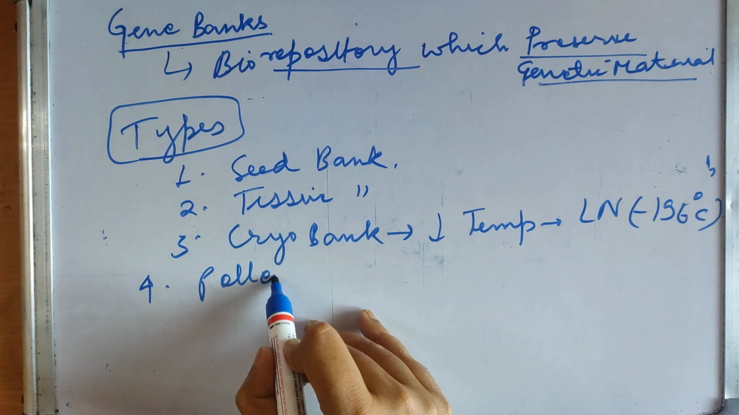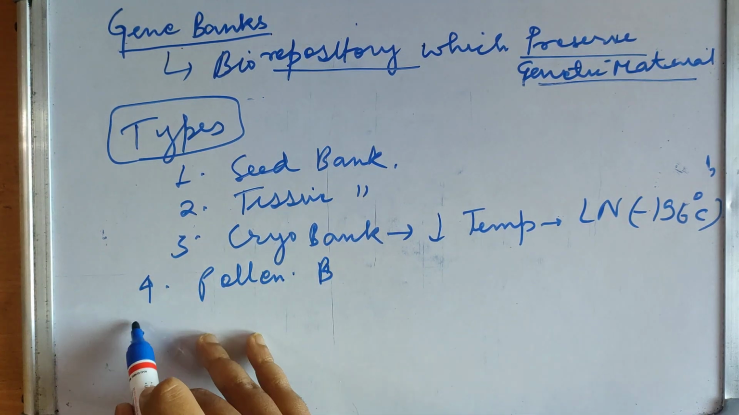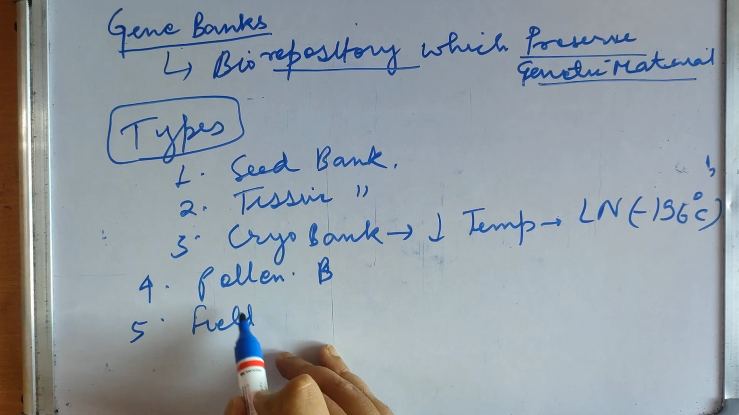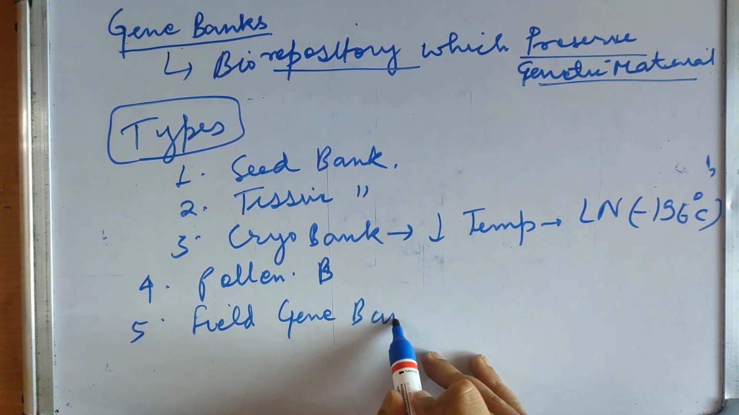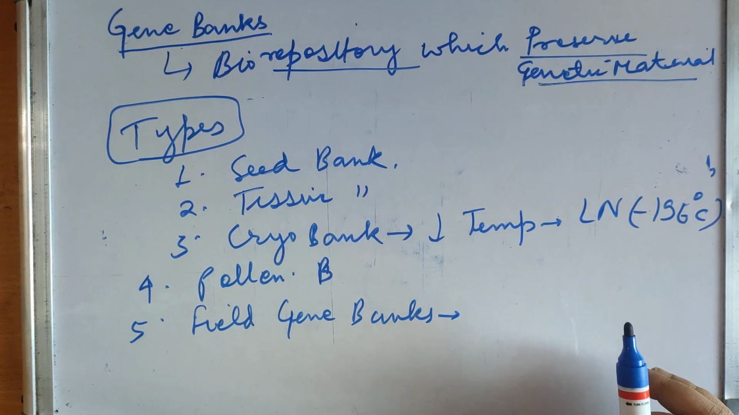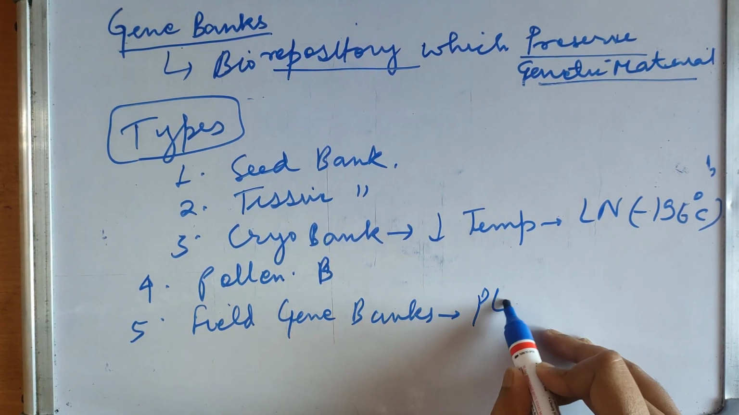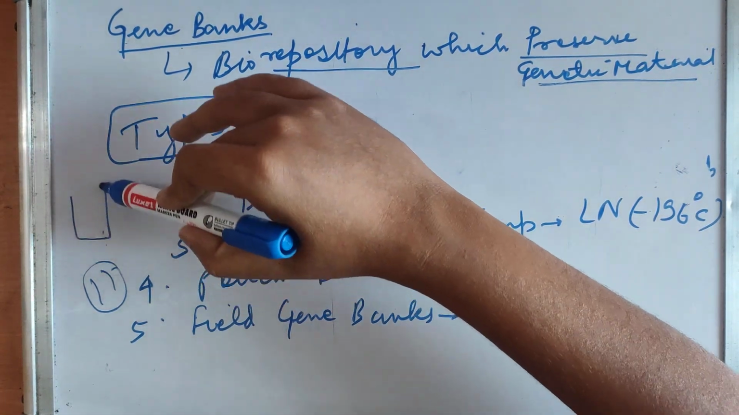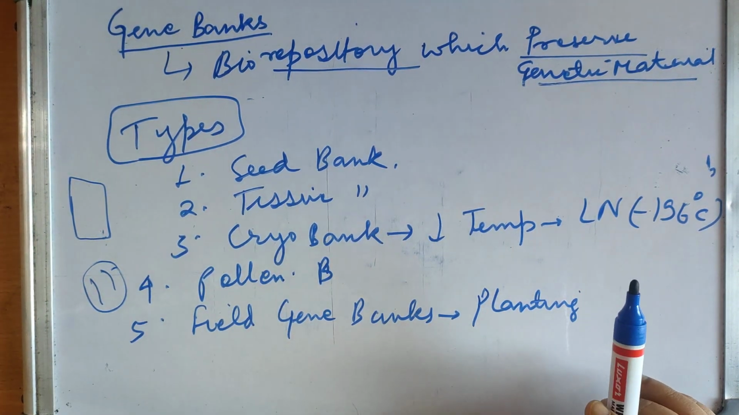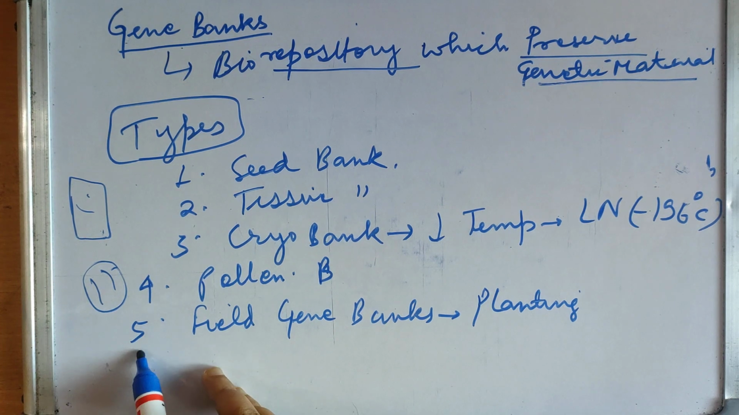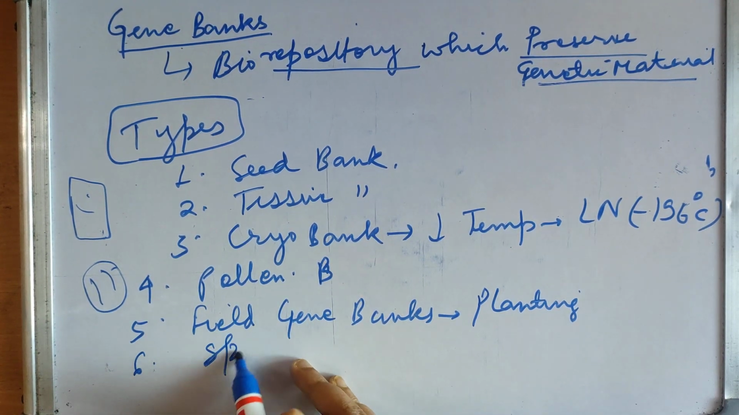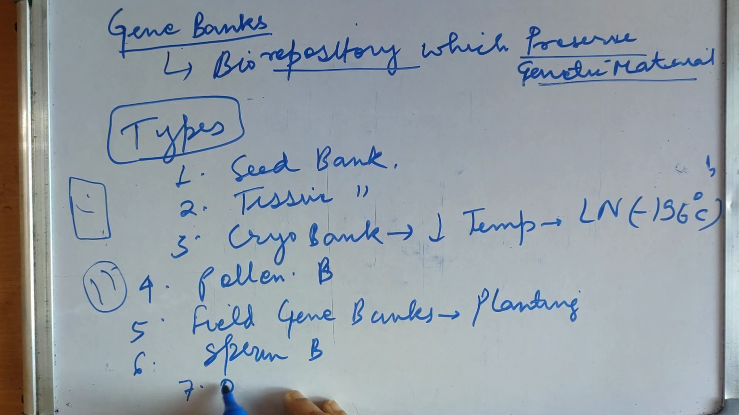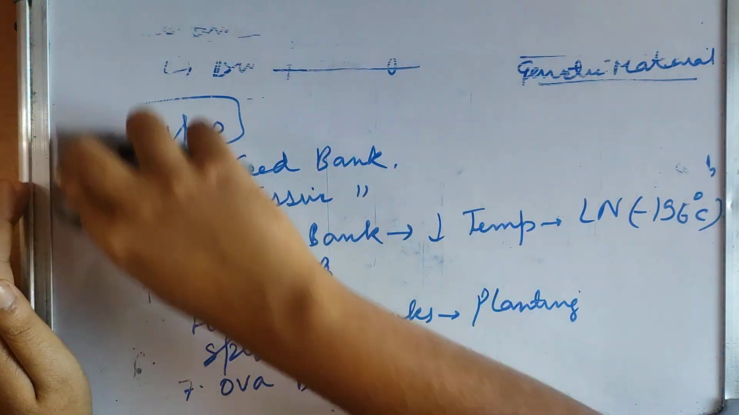Pollen bank, to preserve pollen. We have field gene banks. So what happens in field gene banks? To conserve, we do planting. Suppose we need to conserve a crop. We will take an area and keep planting these crops simultaneously, year after year. So by planting, it can be conserved. We have a sperm bank and an ova bank, to conserve sperm and ovum. So these were the types of gene banks. I hope you all understand it.